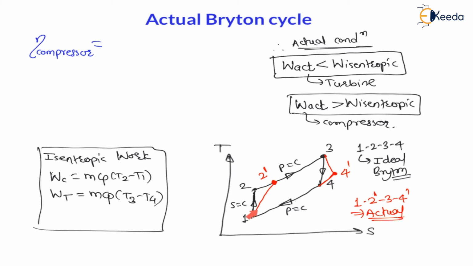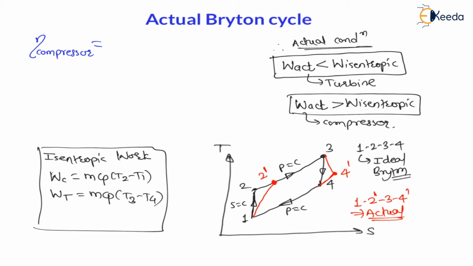Here, because of these losses, the temperature at the end of the compressor is increasing, and in the actual turbine expansion, 3 to 4 dash, because of the losses, the temperature at the turbine exit is increasing. That is, T4 dash is more than T4, right? Now we are going to calculate the efficiency of the compressor.